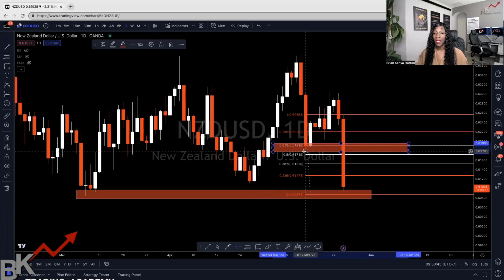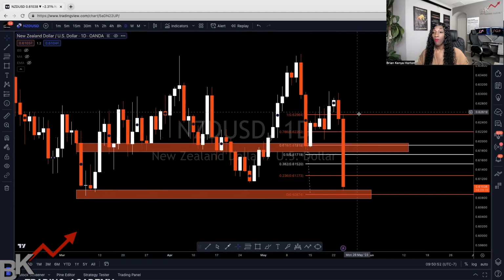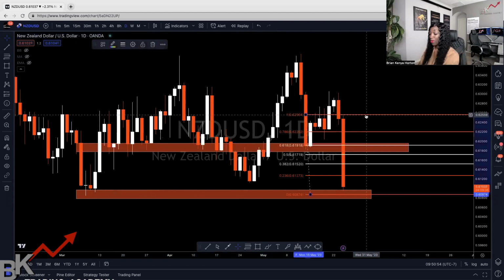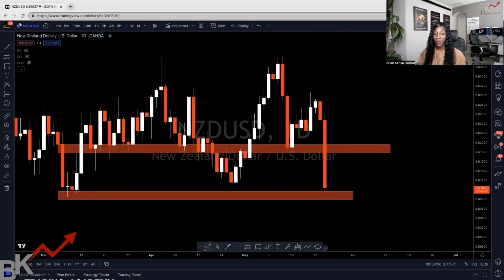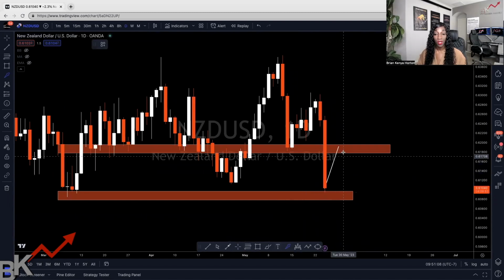So this was the area that was broken. So this was previous support right here on our daily time frame. And when I remove this fib retracement tool, you will notice that if we get a retracement back into this zone, that will be the previous structure that was broken. So this support level was broken, and now we expect for this previous support to turn resistance and for that trend to continue downward.